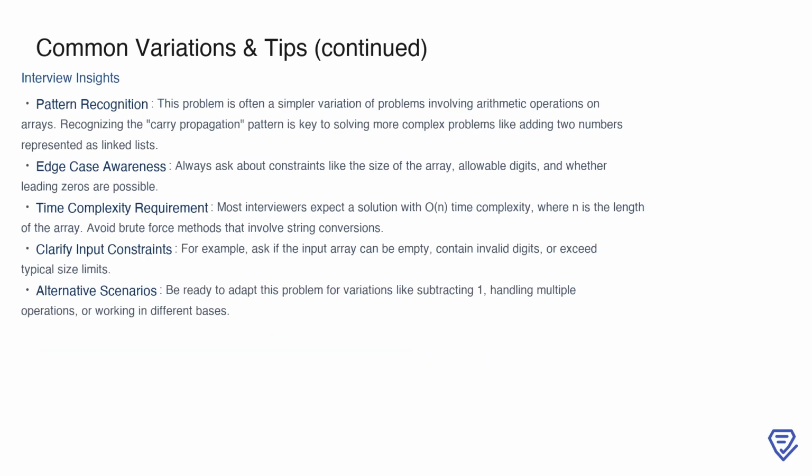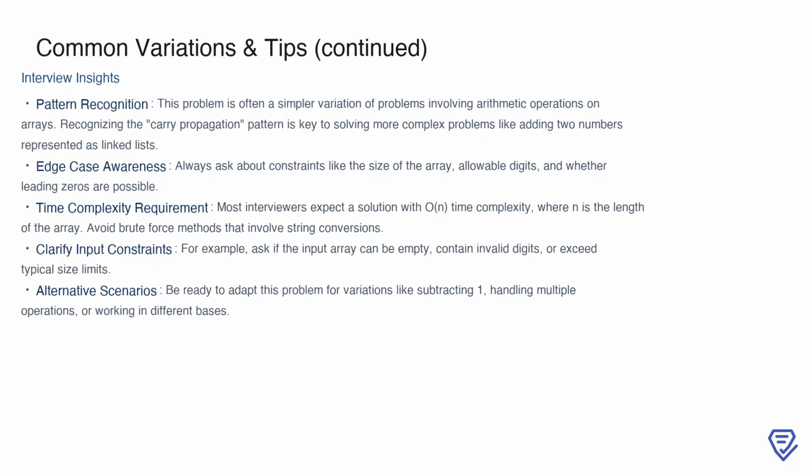When it comes to interviews, there are several insights that can help you succeed. Recognizing patterns is a key skill here. The +1 problem is often a simpler variation of questions involving arithmetic operations on arrays. Once you understand the carry propagation pattern, you'll find it easier to tackle more complex problems, like adding numbers represented as linked lists. Always be aware of edge cases and ask clarifying questions about constraints. For example, inquire about the size of the array, whether leading zeros are possible, and what digit values are allowed.